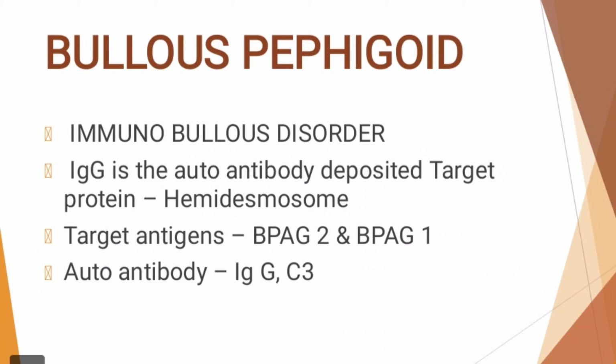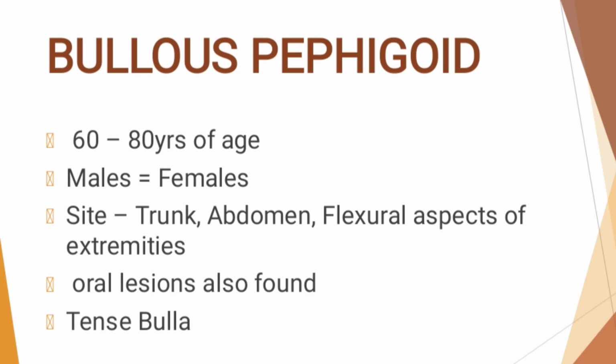Bullous pemphigoid is an immunobullous disease, and here IgG is the main autoantibody deposited against the target protein, that is hemidesmosomes. The target antigens here are BPAG2 and BPAG1. The autoantibodies produced are IgG and C3. And people in the 60 to 80 years age group are affected.